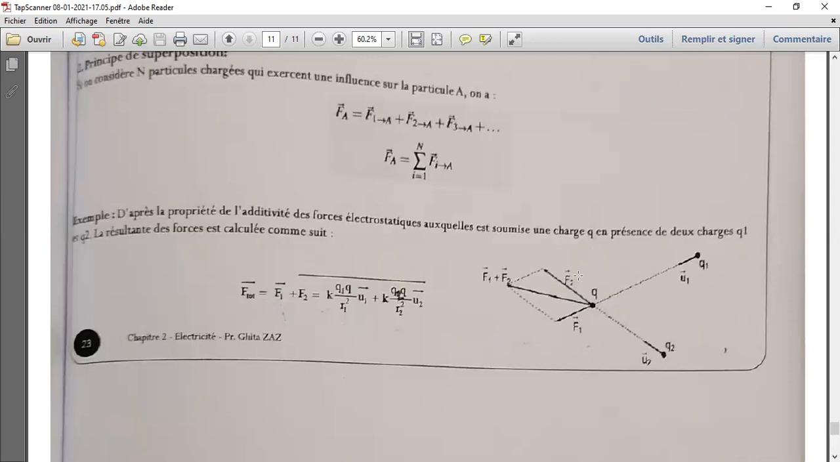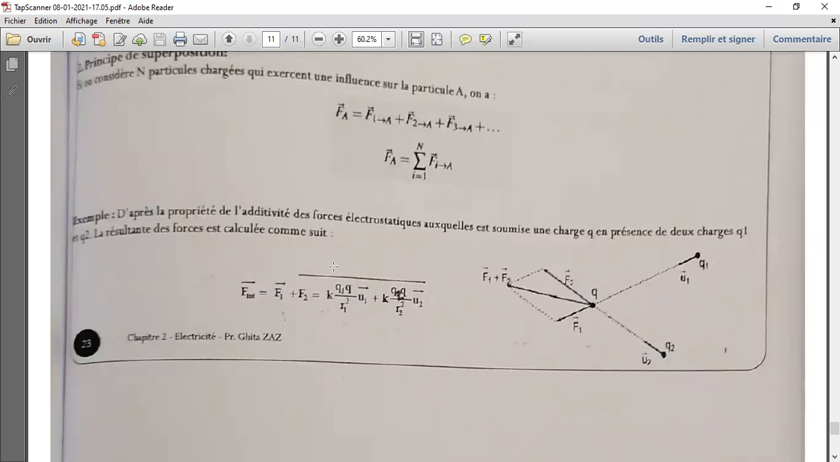So we see here, for example, that there's a charge Q1 and a charge Q2. Total force is equal to force 1 plus force 2. Force 1 is equal to the constant, which will always be the same and never change, times Q1. Q1 is the one which is causing a force on Q.